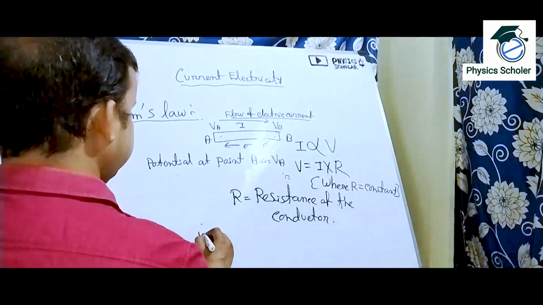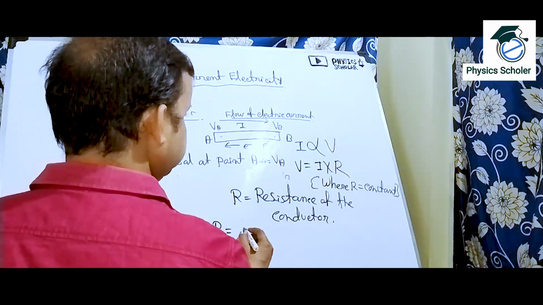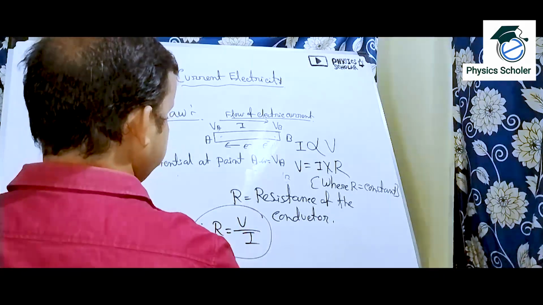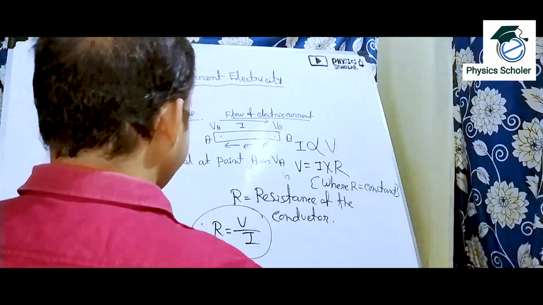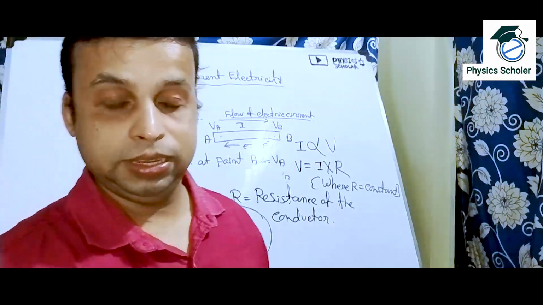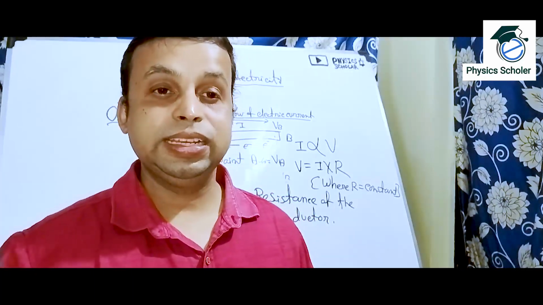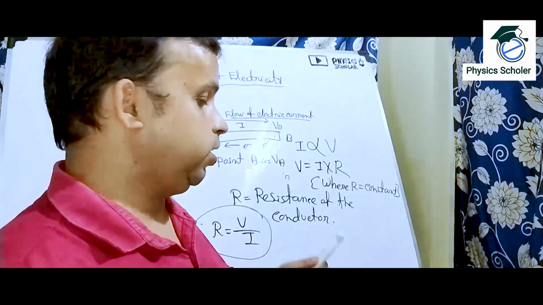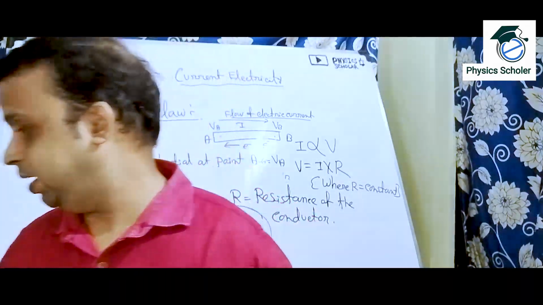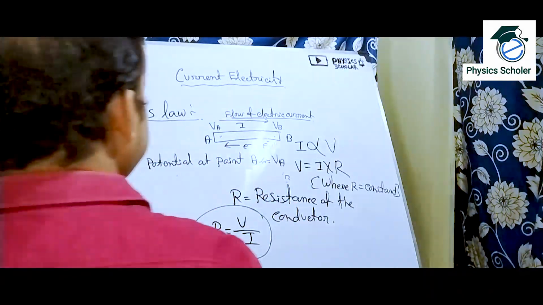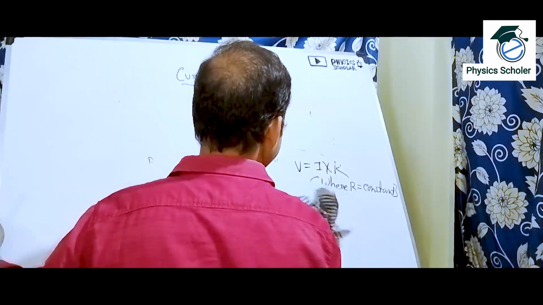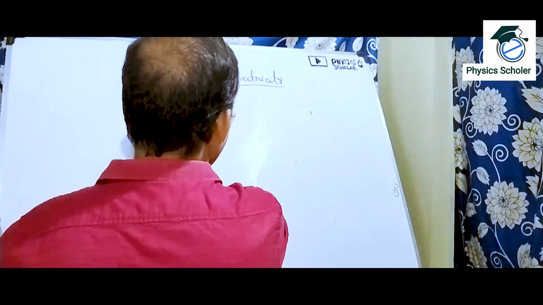So what is R? R is equal to V by I. Okay. R is equal to what? V by I. That means if the question comes, define the resistance of a conductor from Ohm's law. Okay. From Ohm's law, define the resistance of the conductor. Then what can we write from Ohm's law?